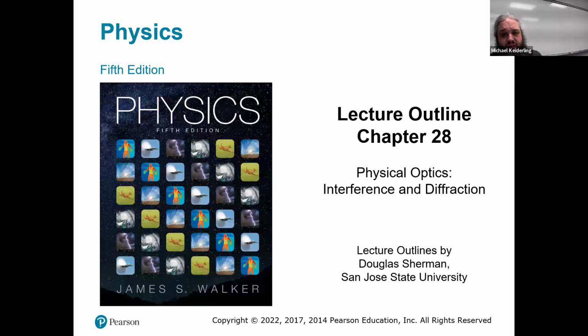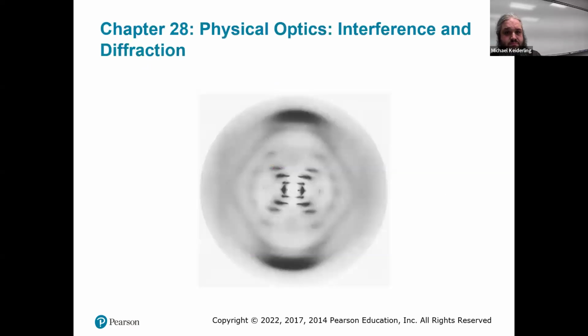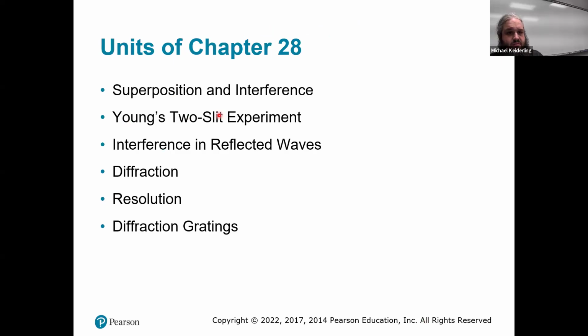So, this is chapter 28 about interference and diffraction. So, looking at interference and diffraction. We'll talk about superposition and interference. We'll discuss Young's two-slit experiment. We'll look at interference in reflected waves. Then we'll talk about diffraction, resolution, and diffraction gratings.